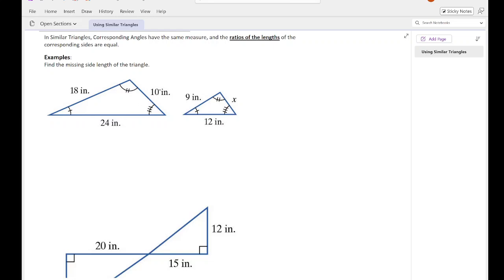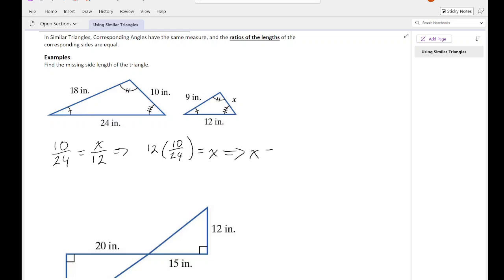So the ratio of these two sides on these two triangles are equal to each other. So 10 over 24 is equal to x over 12. So I'm just doing the ratio of these two exact same sides. Since they're equal to each other, I can solve for x. So I'm going to multiply the 12 over. So I'm going to have 12 times 10 over 24, and that's going to equal x.